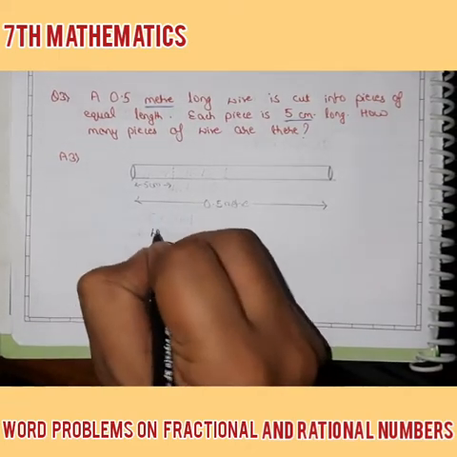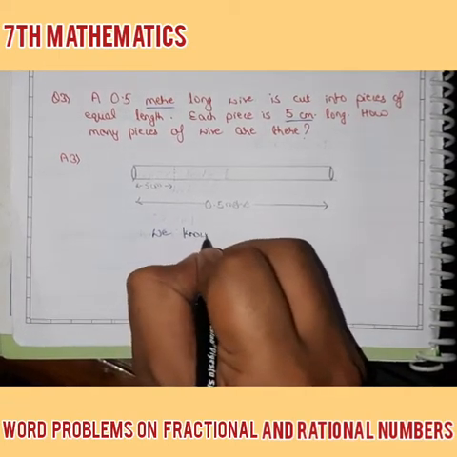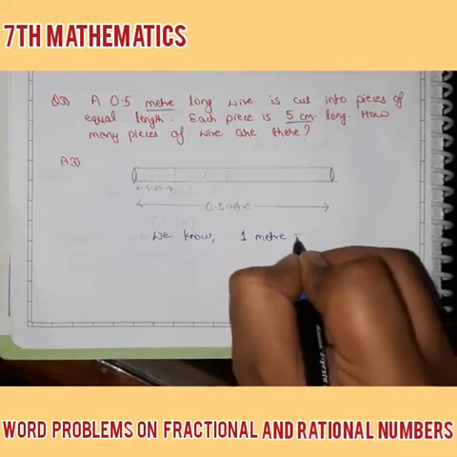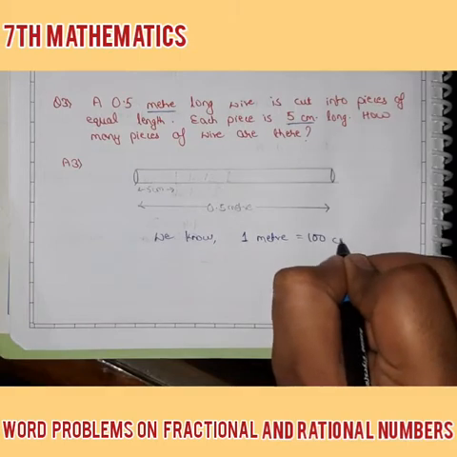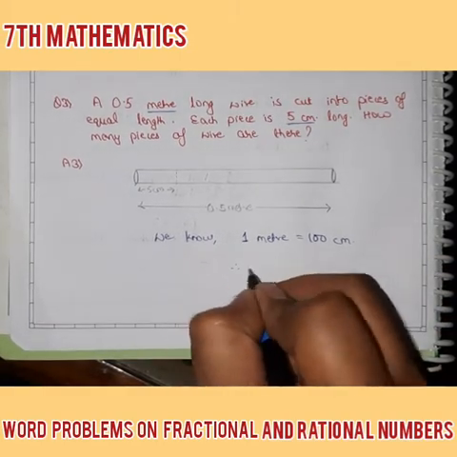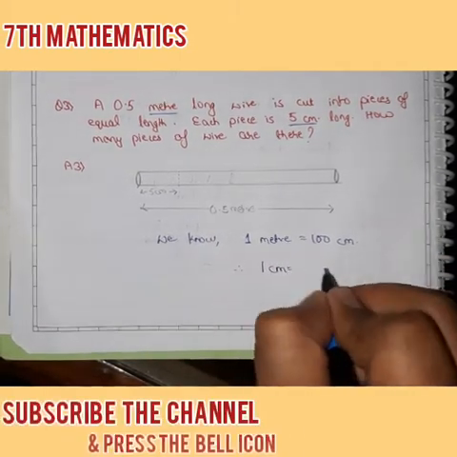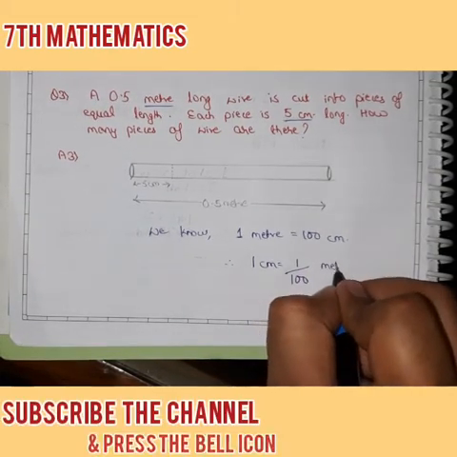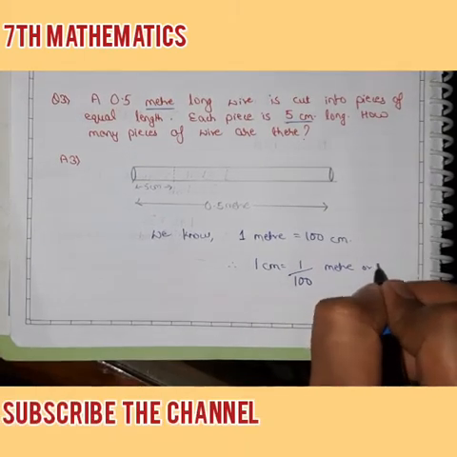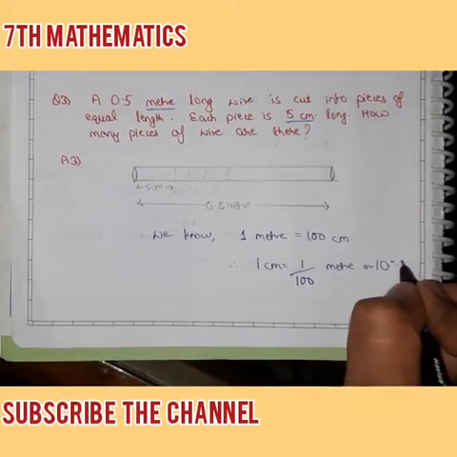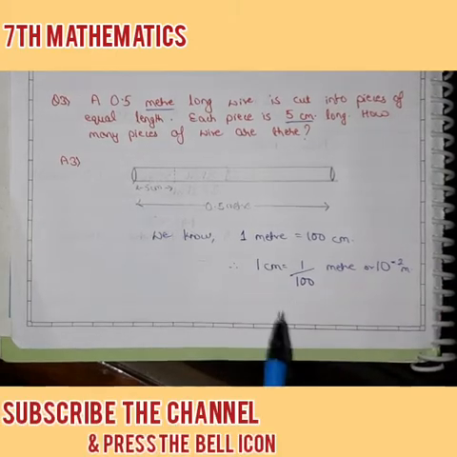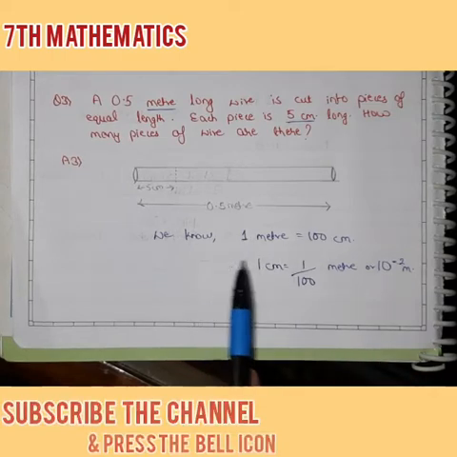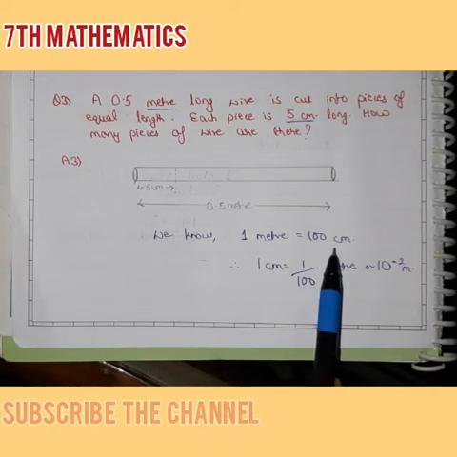Now we know 1 meter is equal to 100 centimeter. Therefore 1 centimeter is equal to 1 upon 100 meter, or say 10 power minus 2 meter. Now see class, I could have directly written this also, but for your understanding I am telling you in this way. We know that in 1 meter there exist how many centimeter?